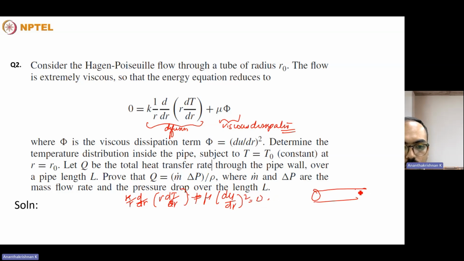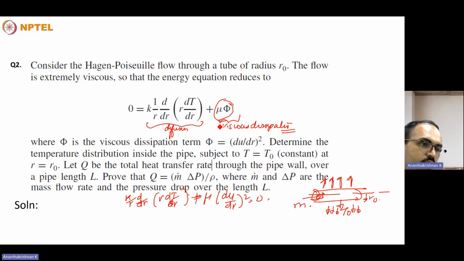So once the flow happens, this uniform temperature T is equal to T0 at r is equal to r0. The radius is r0, and the heat flux happens in this direction. Once the fluid flows through, it will be heating up, and that is represented by the viscous dissipation. That particular heat needs to be ejected out of the system, and that will be done by the diffusion term, and there will be a heat flux Q double dash outside.